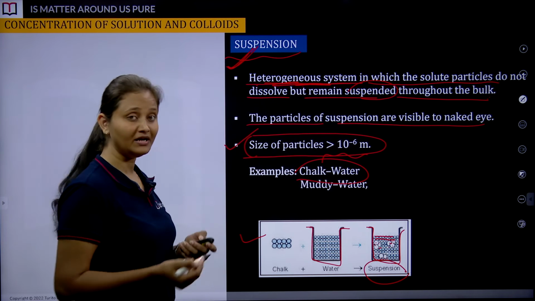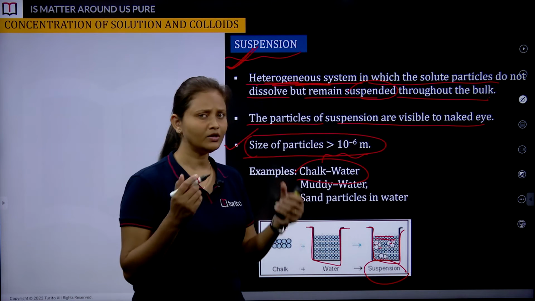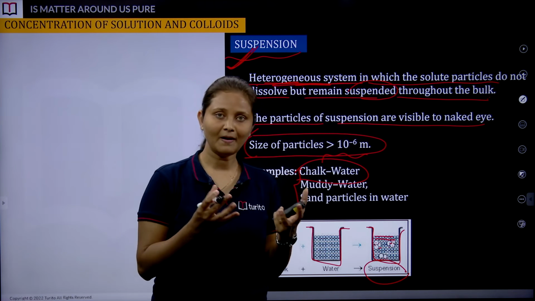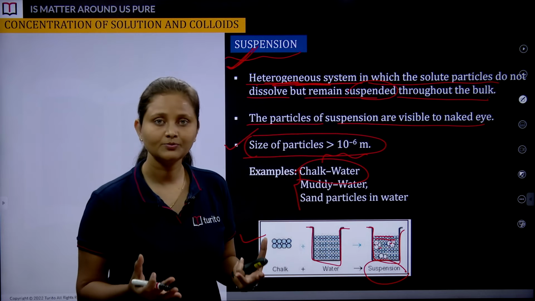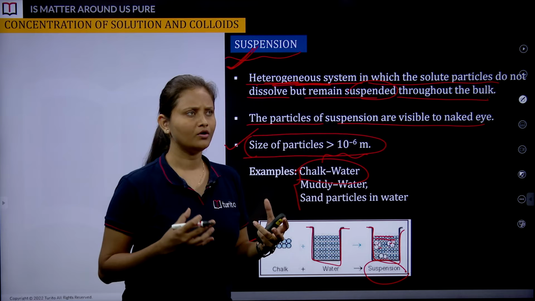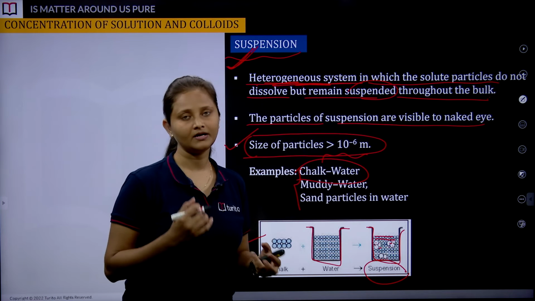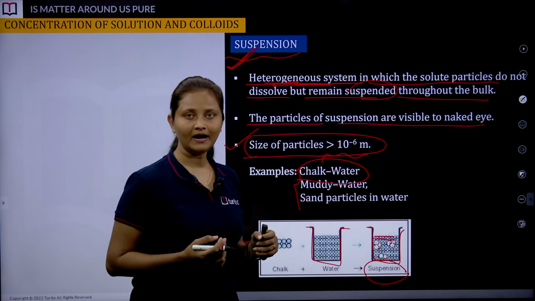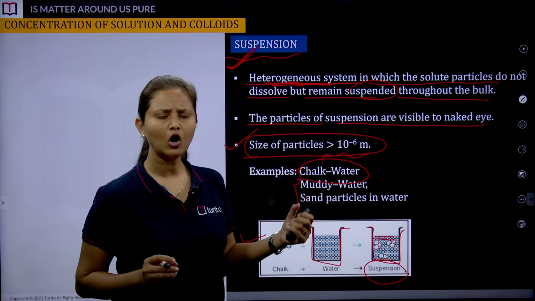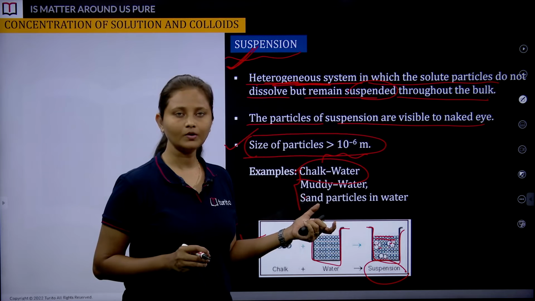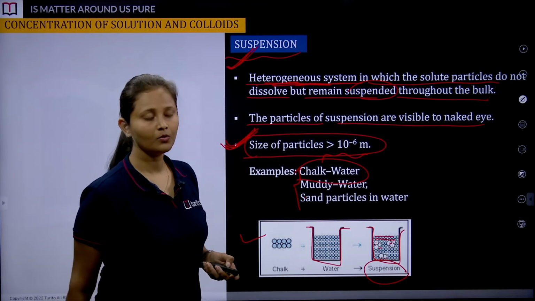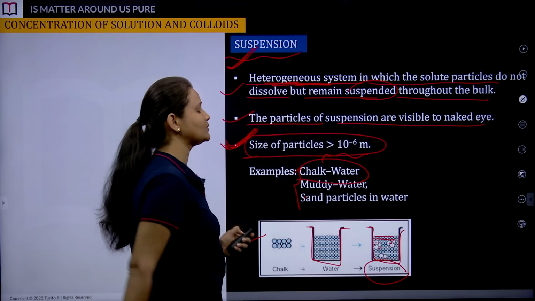And one of the examples is what? Chalk water. Then we are having muddy water, then sand particles in water. Can you imagine these types of solution? Okay, so I can see mud particles in the solution. Okay, they are visible to our eyes. Next to that, sand particles are visible when we try to make a mixture or a kind of a solution, when we dissolve sand particles or mud particles. They do not get dissolved, they do not give you a true solution because it's a type of suspension. Okay, because they are having size which is of 10 raised to minus 6 meter. Okay, so make a note of these 3 points, students, quickly.